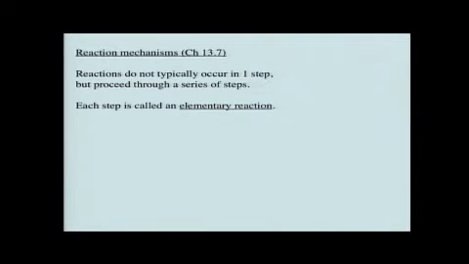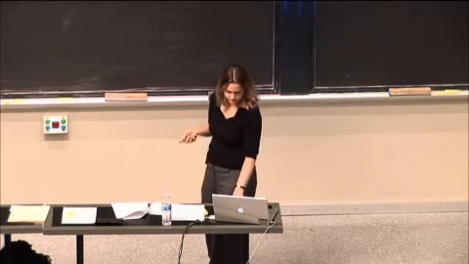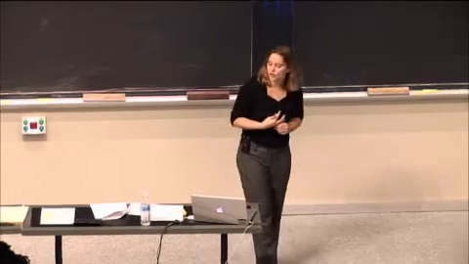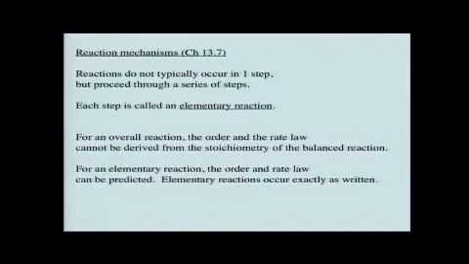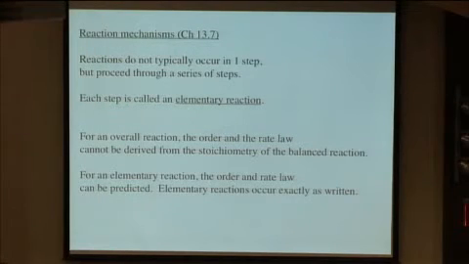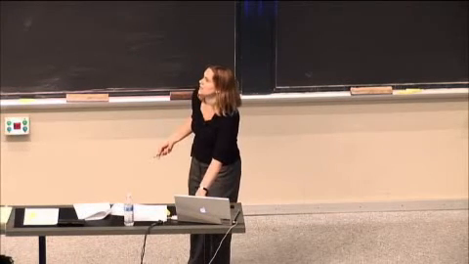So reactions don't usually occur in one step, but occur in a series of steps. Each step is called an elementary reaction. So the overall reaction's order and rate law can't be derived from the stoichiometry, but for an elementary reaction, you can. So for an elementary reaction, say one step in the reaction mechanism, that step occurs exactly as written, so you can use stoichiometry. And that's going to be handy in coming up with mechanisms.